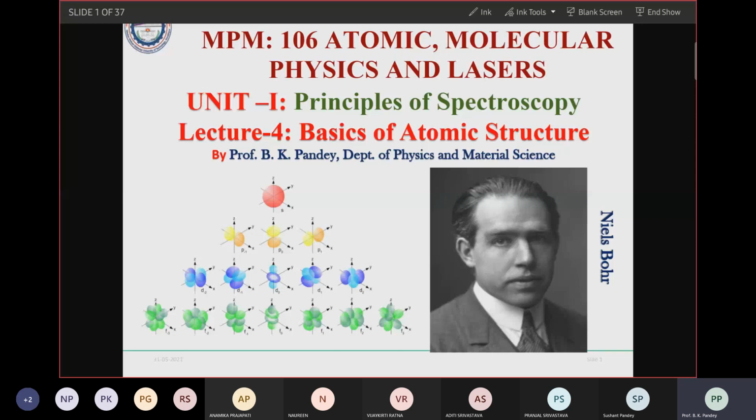I will start from a very basic, that is from the Rutherford model, and I will try to discuss almost all the relevant aspects related to the atomic structure, atomic model, where the electrons are residing, how they are getting their excitation, and how their absorption and emission spectra will take place.